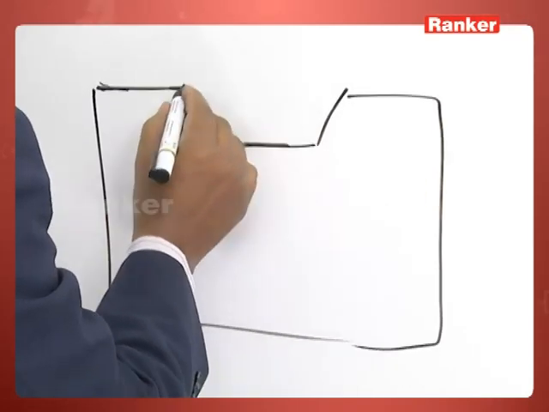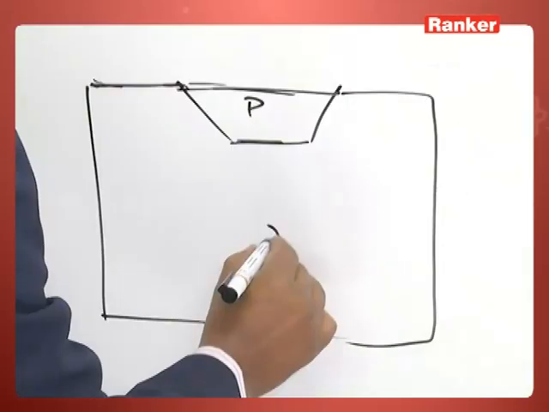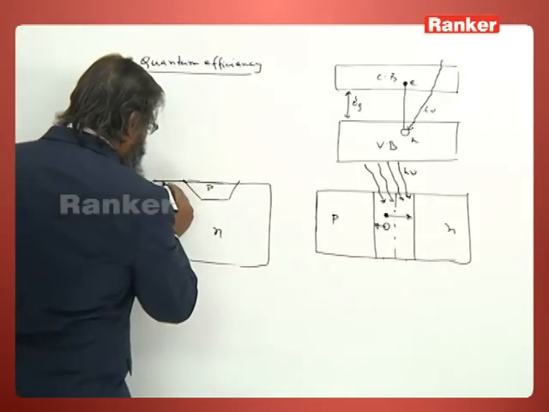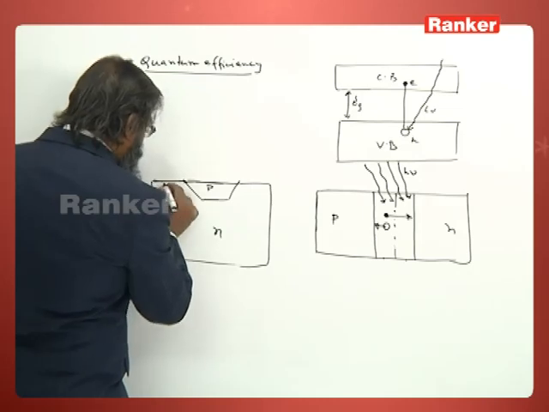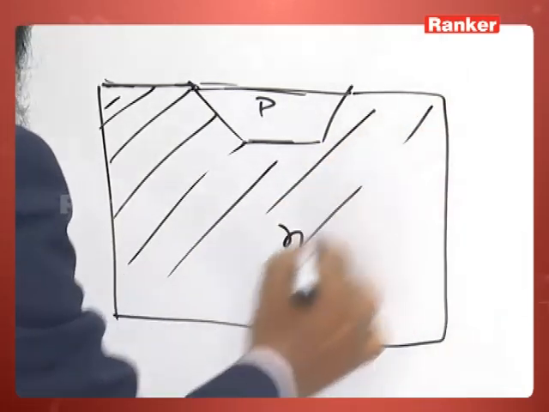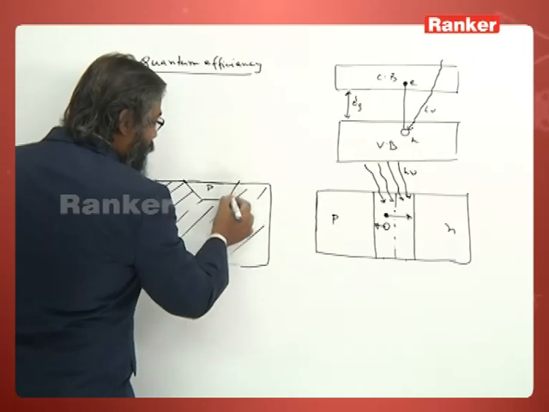So we have this p type and this n type. Suppose this hole which I am shading is the block which is n type, and this is p. So this is my junction.